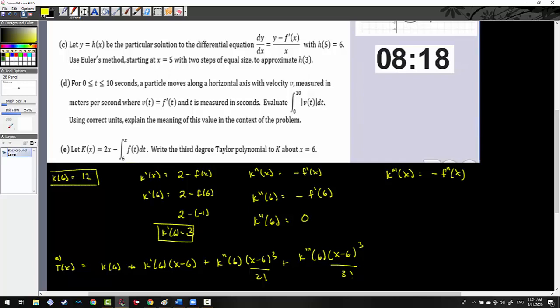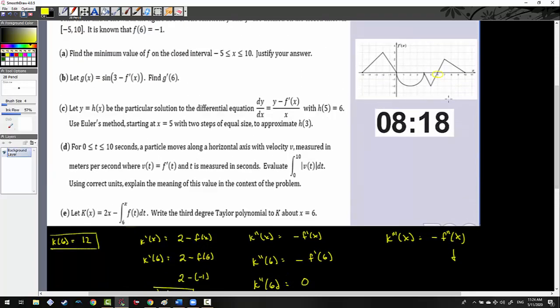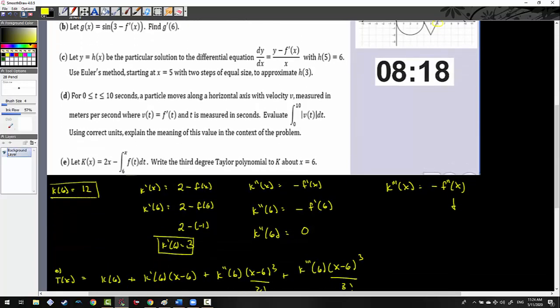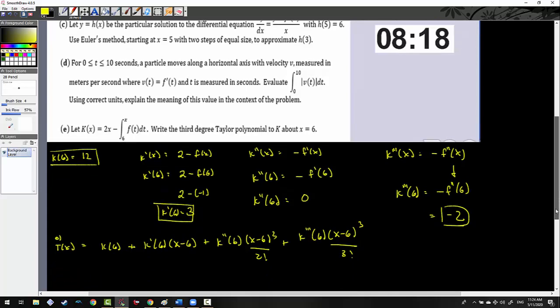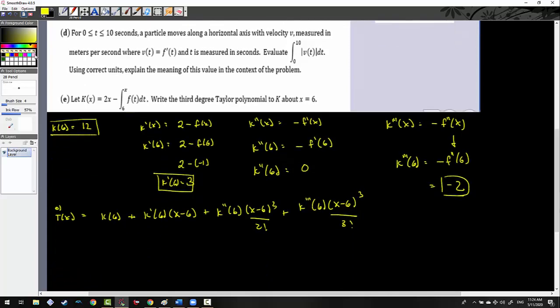Again, f double prime is the slope at that moment in time. Well, what is the slope of the line right here? The slope is 2. That means that k triple prime of 6 is equal to negative f double prime of 6, meaning negative 2. So now we just got to plug those things in, and then we're done. So I'm going to switch colors here real quick. The k of 6 becomes a 12. I get a plus 3 times x minus 6. This term is gone. And then minus 2 times x minus 6 cubed over 3 factorial.